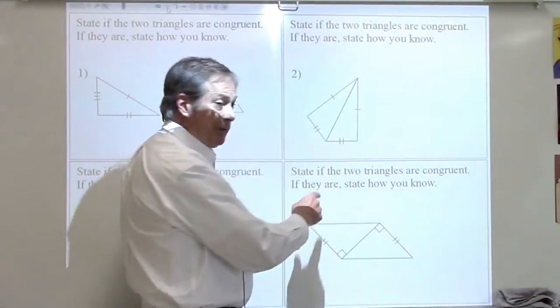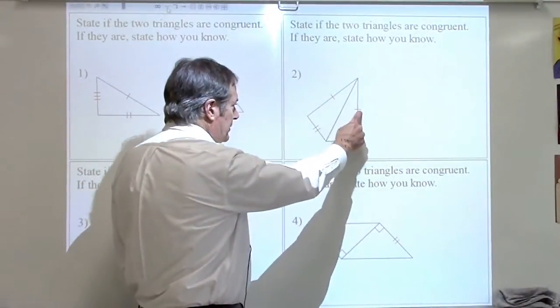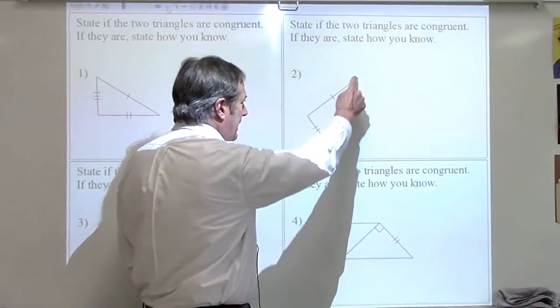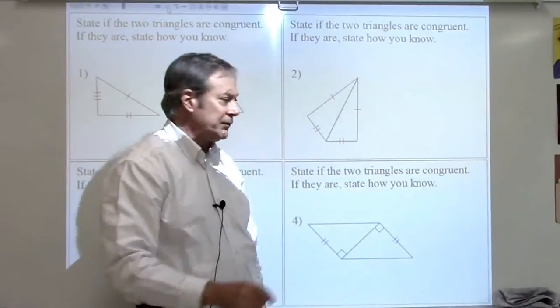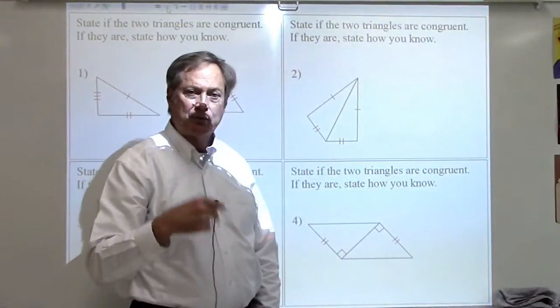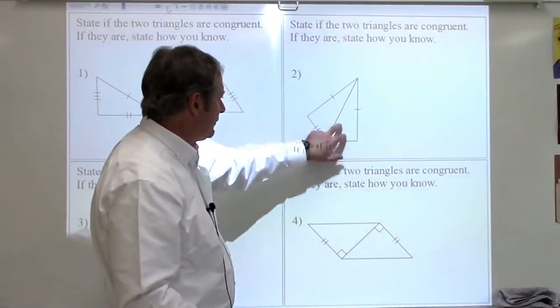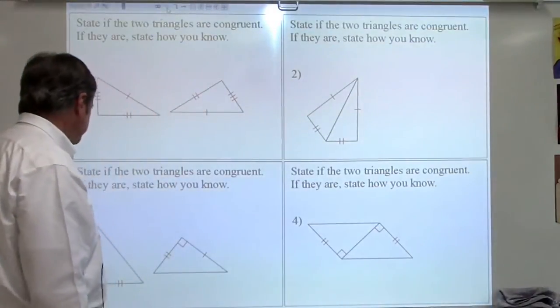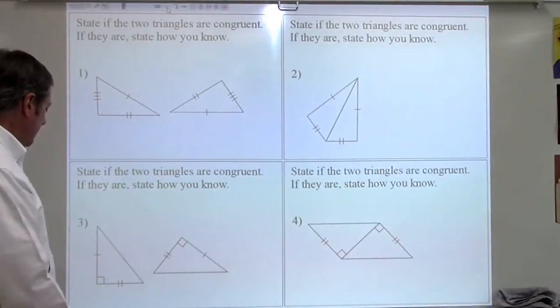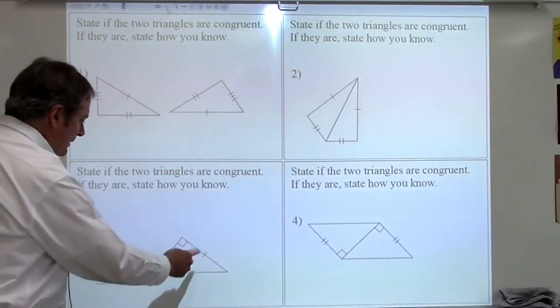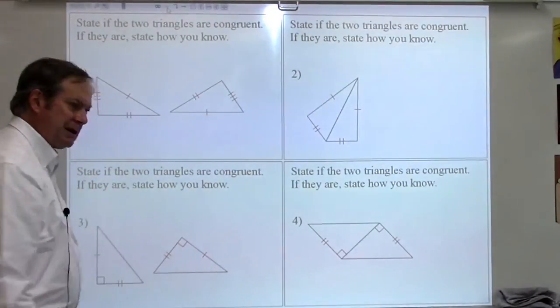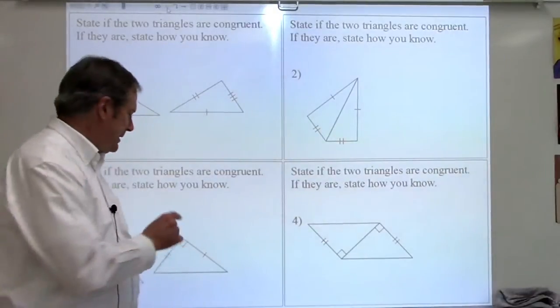Here we have another side, side, side. Those 2 go together, those 2 go together, and the common side is always congruent. So you have 3 congruent sides, therefore by side, side, side, these 2 triangles are congruent. In number 3, let's see what we've got. We've got side, angle, side. Side, angle, side. Okay, so by side, angle, side, these 2 are congruent.